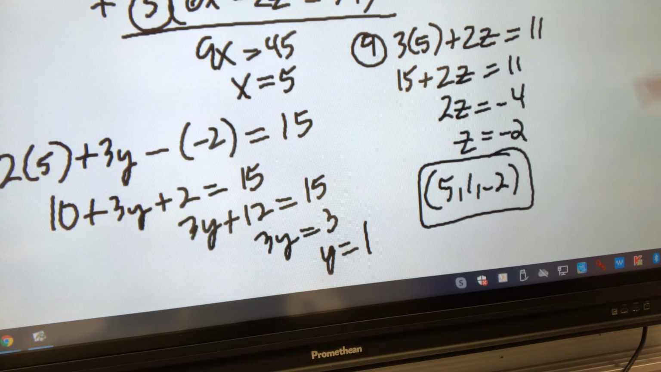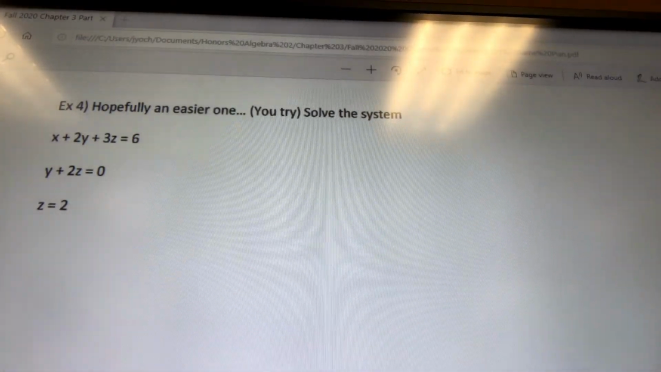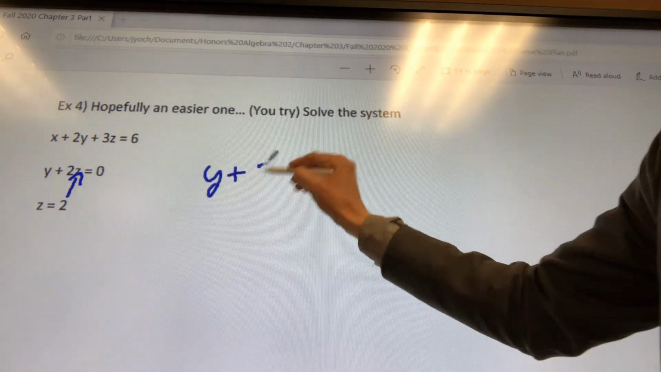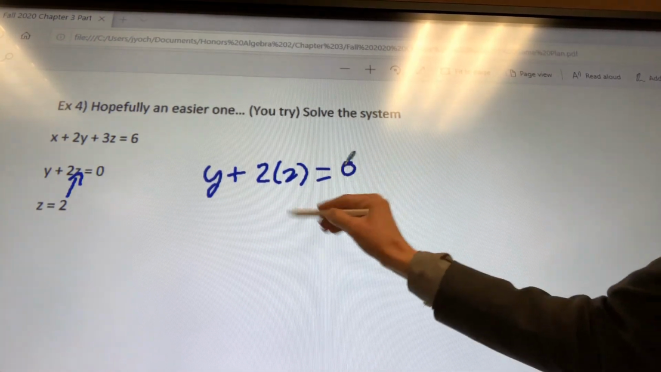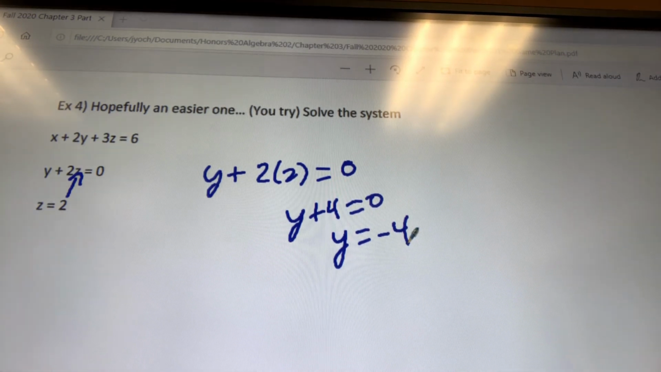We'll do a really easy one, then I'll try one more with you, and that'll be good. You might try the others then on your own. So hopefully an easy one. I already know what z is, so I'm going to plug it in there. y plus 2z is equal to 0. y plus 4 is equal to 0. y is negative 4.